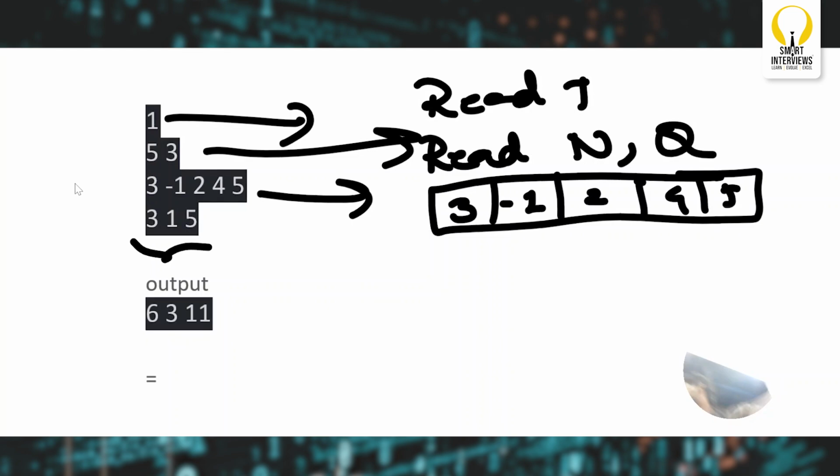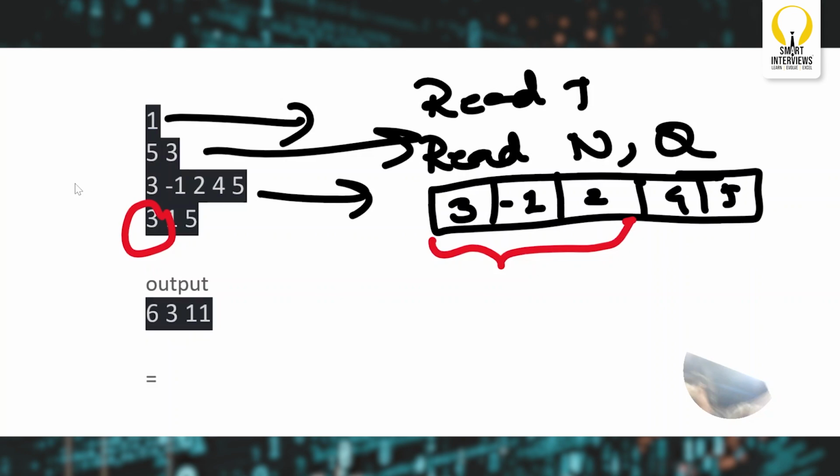Let's try to understand the format. They're giving t number of test cases, so read t test cases. In each test case they are going to give you two values, n and q. What is this q? I'll tell you. n is basically the size of the array. After that they are giving you an array of size n.